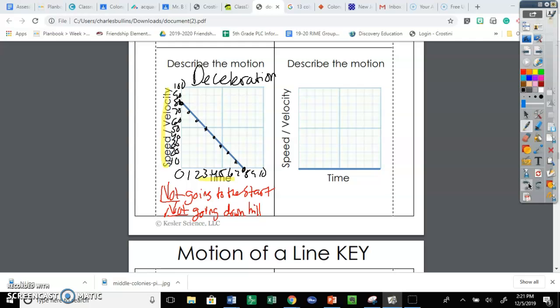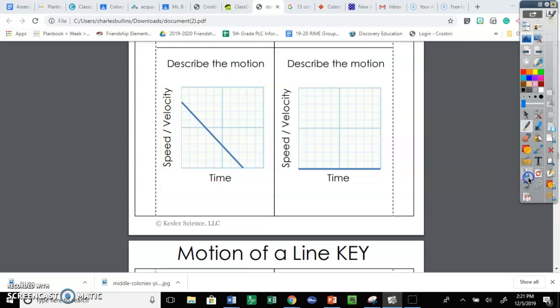Going once, going twice. All right, I'm going to move on. I'm going to clear annotations. Let's take a look at this last bad boy. This last one I think is pretty easy. I'm going to find out what kind of graph I have. Always. Speed and time graph.